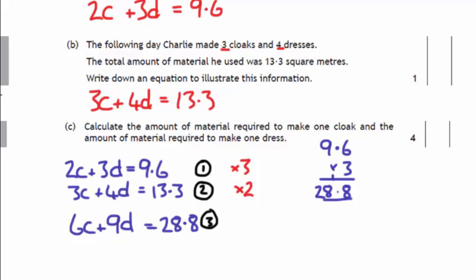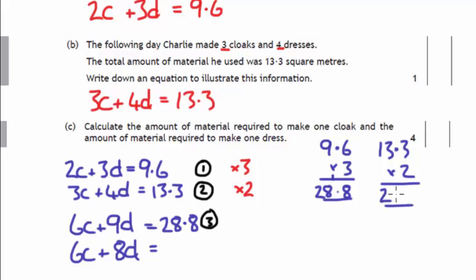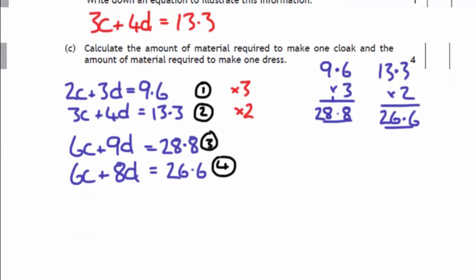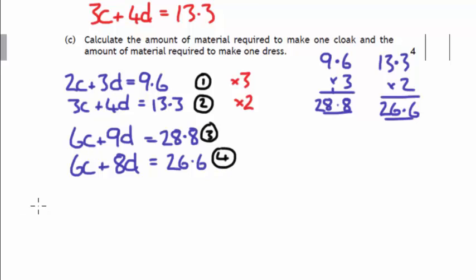and times that by 2. So that gives you 6C plus 8D equals, and we've got 13.3 times 2, which is 26.6. So equals 26.6. Right, so we've got our 2 equations, in which what we can then do is subtract equation 4 away from equation 3.